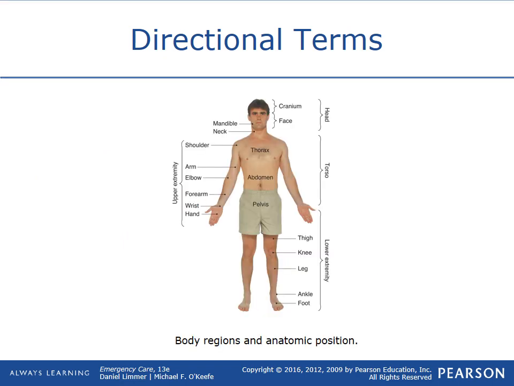Okay, so these directional terms are important. It's also important to know your body regions. Of course, you've got the head, which is the cranium and the face, and then you have the torso, which is the chest or main portion of your body, and then you have extremities, upper and lower.